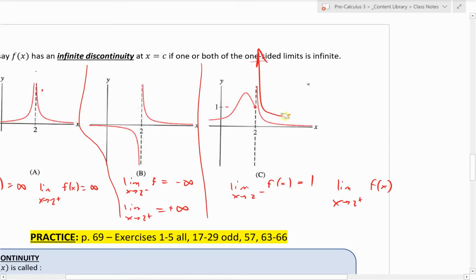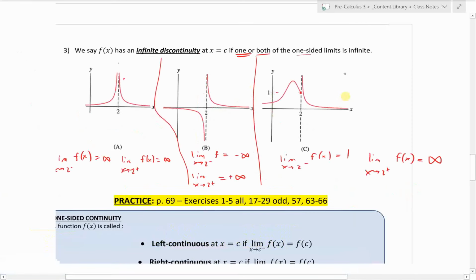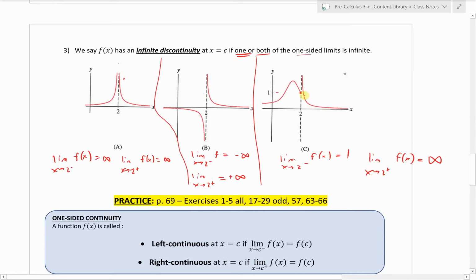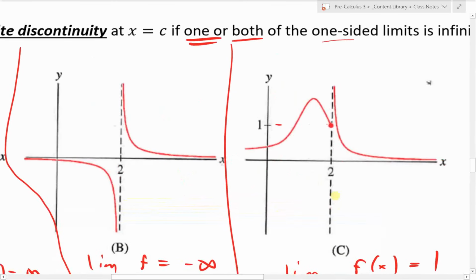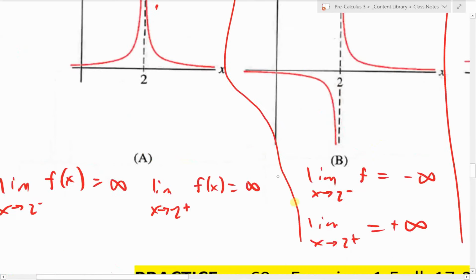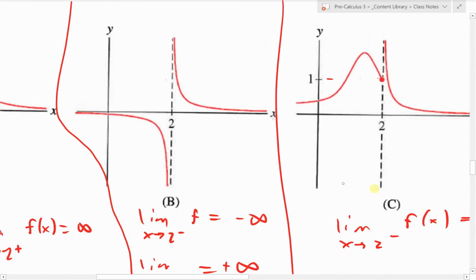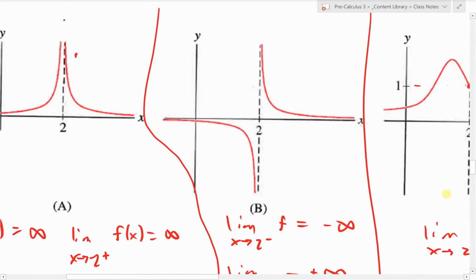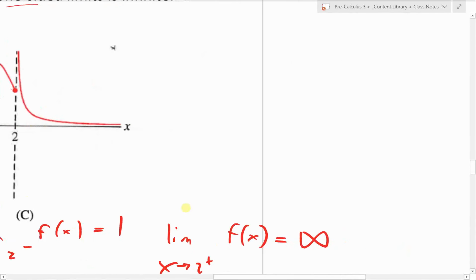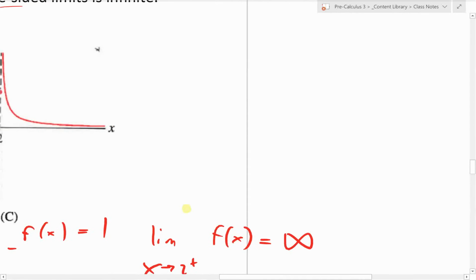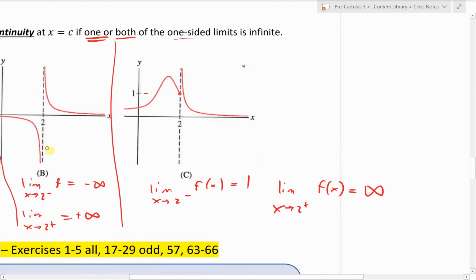And as the definition says, if one or both of the left or right-hand limits is infinity, then there's an infinite discontinuity. So in all three of these cases, we have an infinite discontinuity. Even though in this third example, the limit from the left side is a specific numerical value. The limit from the right side is infinite. And so if either one of them is infinite, that makes it an infinite discontinuity.